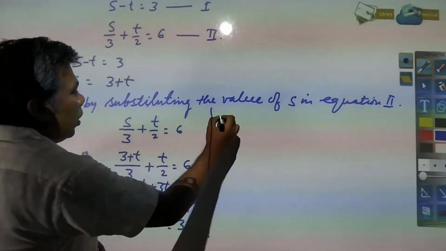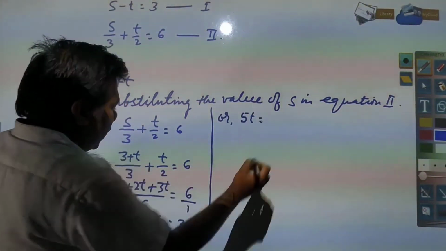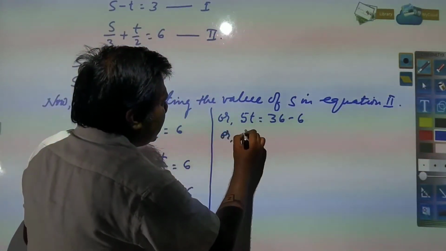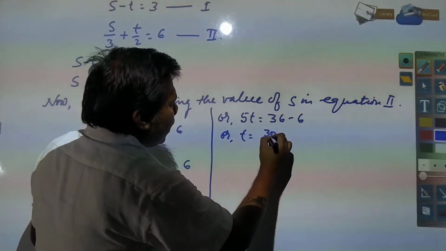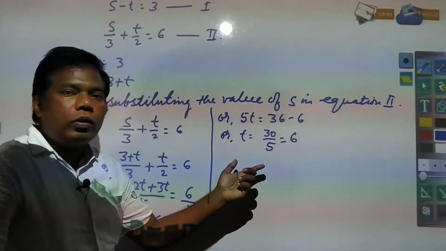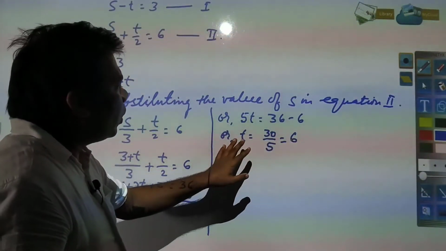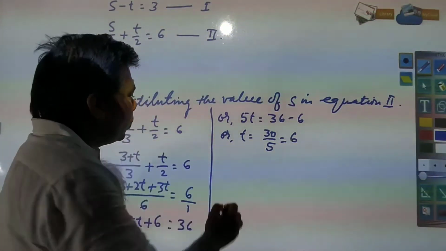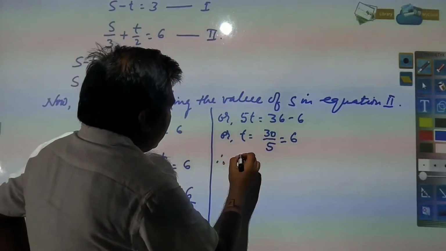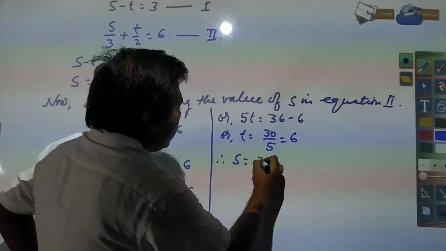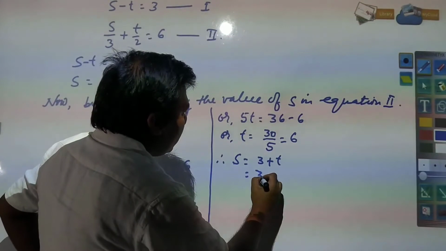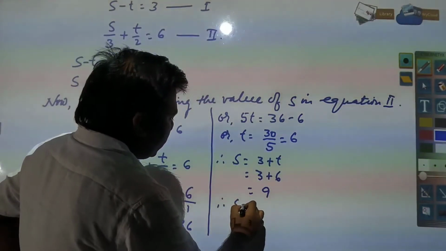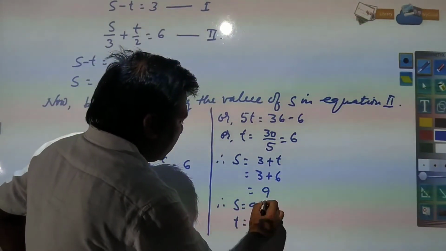Now 5t will be equal to 36 minus 6, so t will be equal to 30 by 5, it means 6. So t you have got. Now again the value of s we can find out by putting here s is equal to 3 plus t. So we can write, therefore, s is equal to 3 plus t, it means 3 plus 6, and that is equal to 9. Hence s is equal to 9 and t is equal to 6. This is your answer.